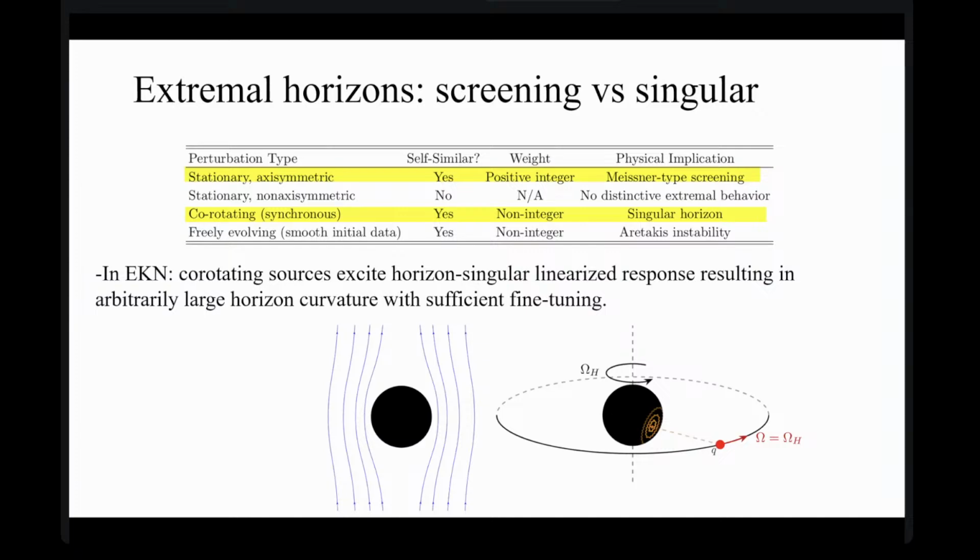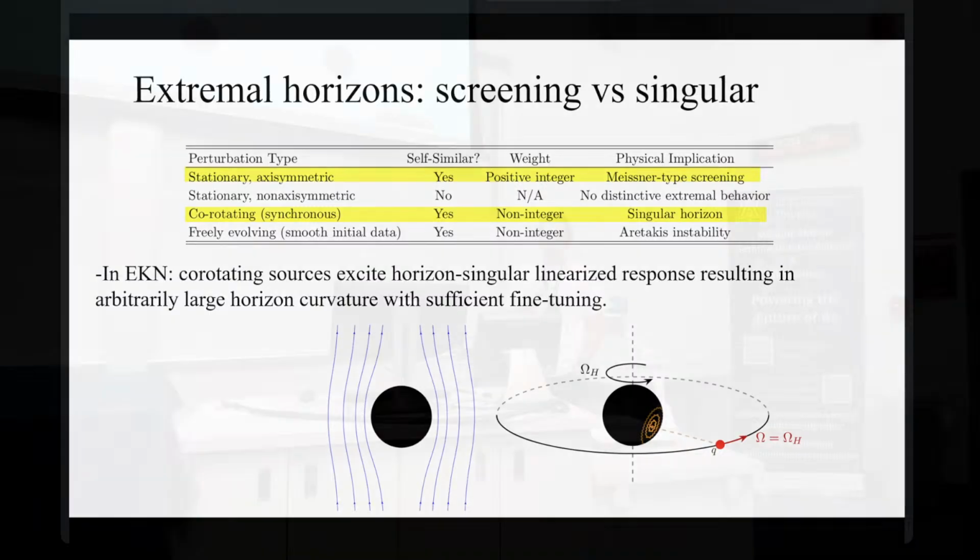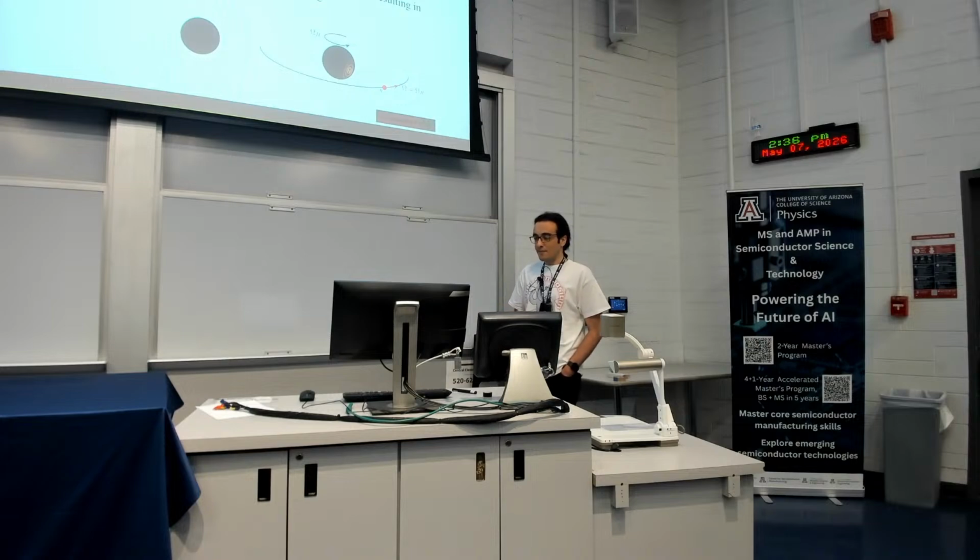So in summary, we analyze the perturbations of extreme black holes. Using the scaling symmetry, we find that for positive scaling modes, we have the screening, and for synchronous modes, we have non-integer modes that give us the singularity on the horizon, which gives us an anisotropic singularity on the horizon, which is very different from the particle explosion singularity that we usually find at a simple level.